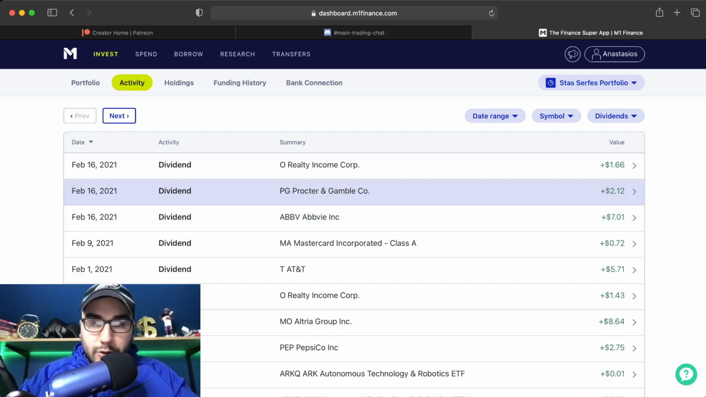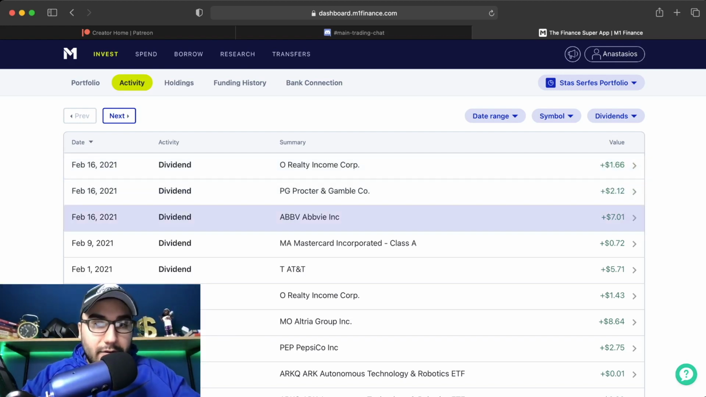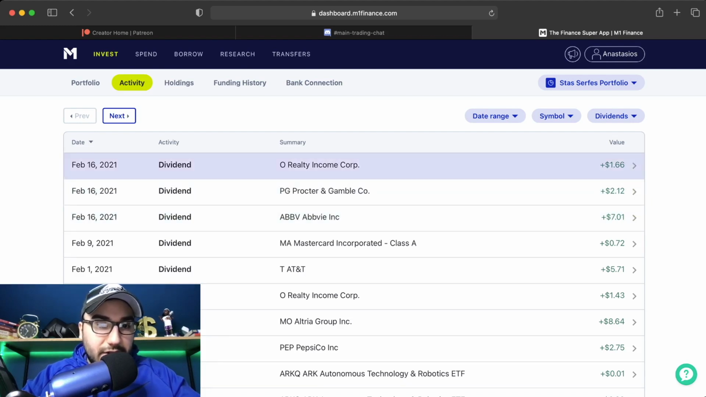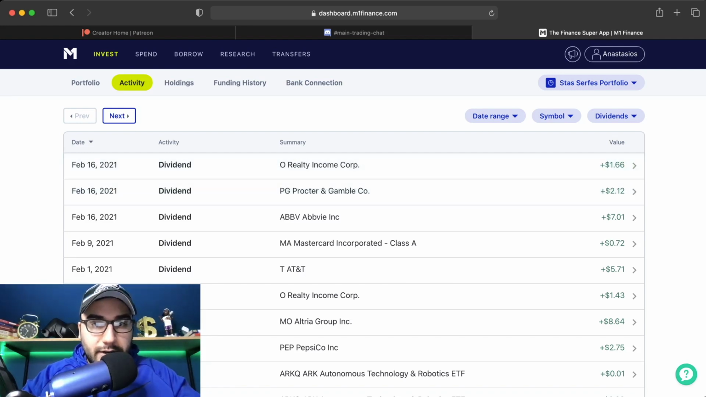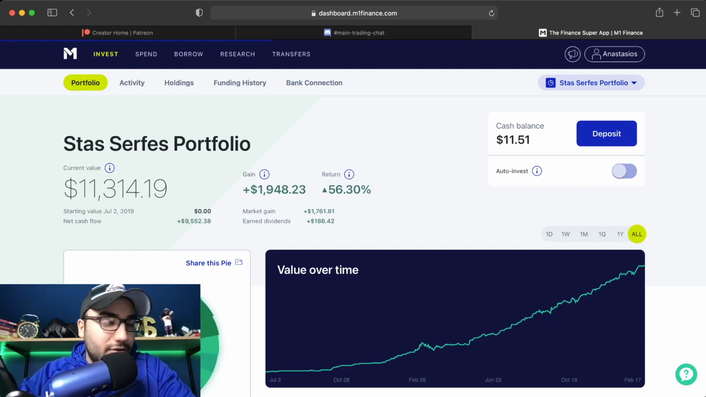And on top of that, we have $2.12 from Procter & Gamble and another $1.66, which I just got today. I mean, today I got these three dividends: $7 from AbbVie, $2 from Procter & Gamble, and $1.66 from realty income, and that's $10. So hey, I guess I could just take this money out, right, and go get myself maybe a nice McDonald's meal, or maybe some Chick-fil-A. I don't know if you guys have tried Chick-fil-A, and I much prefer Chick-fil-A actually over McDonald's. If Chick-fil-A ever went public, guys, I would be an investor, and that's just a little side note.